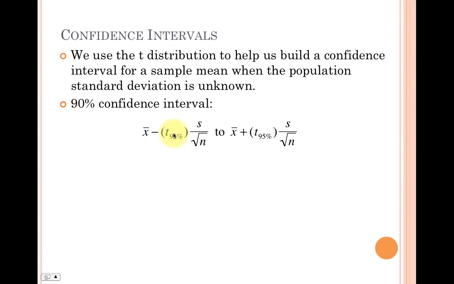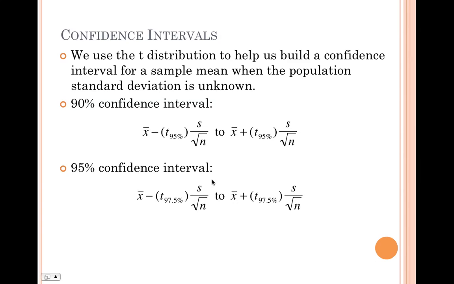But also notice that instead of the negative 1.65 and positive 1.65, we have this t sub 95% and t sub 95%. And you may wonder, well, where do those values come from? They're going to come from a chart, and we're going to get to that chart in a second. For a 95% confidence interval, the formula changes only slightly.